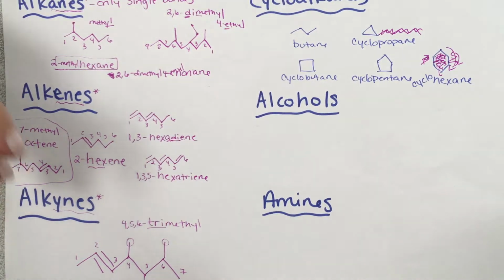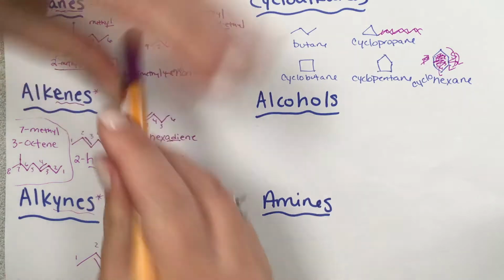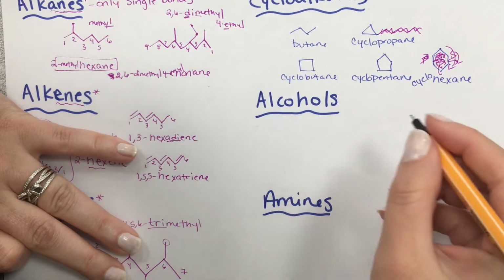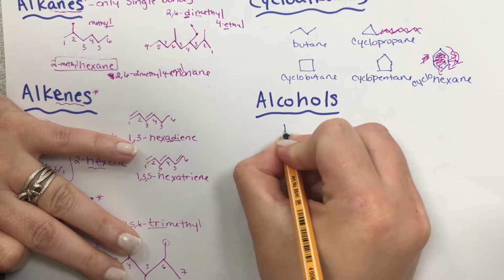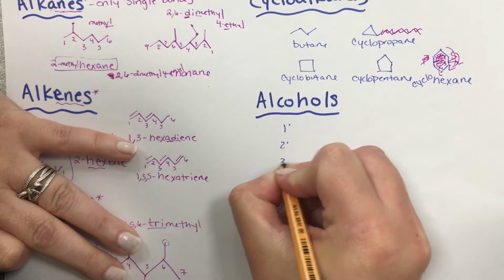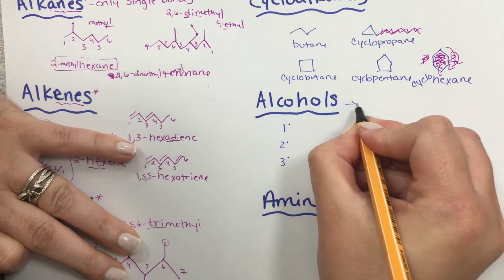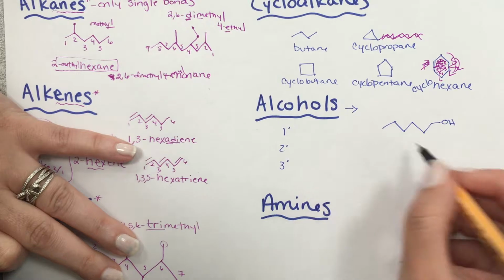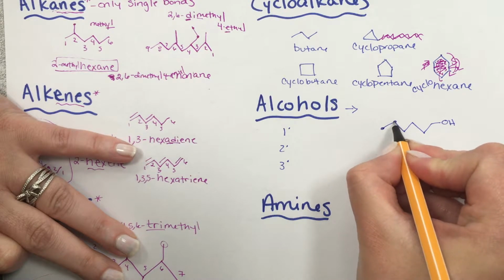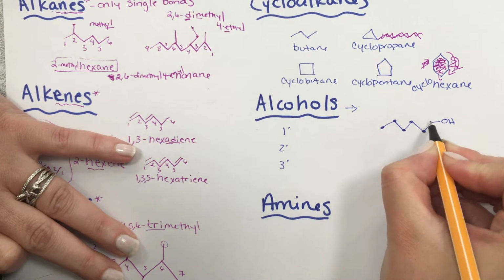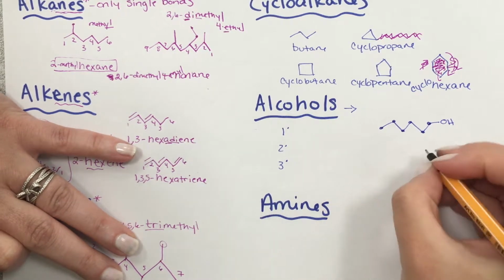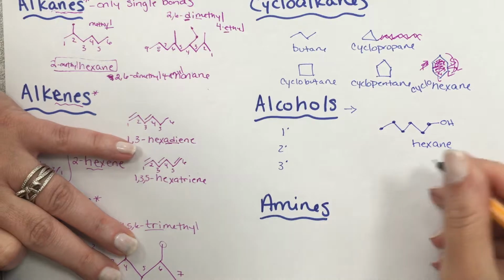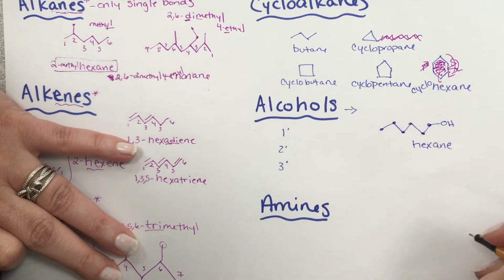Alcohols. When we name alcohols, there are a couple of things you do need to know for the test. So there are primary, secondary, and tertiary alcohols. So when you're naming alcohols, first just look at the parent chain name. So let's say we have, now there is 1, 2, 3, 4, 5, 6 carbons. So the parent chain name is hexane. Okay, that's just the parent chain name if we forget that.